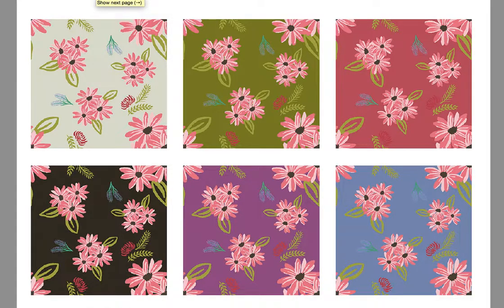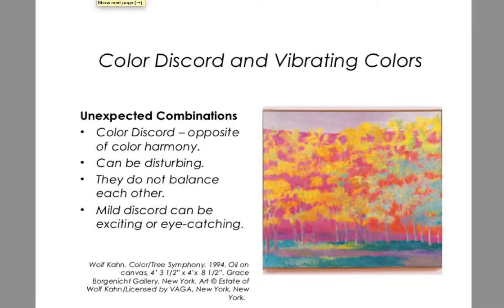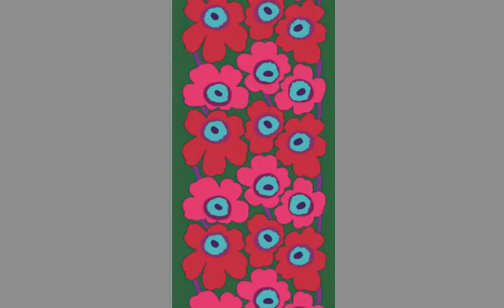Again, another thing to think about is color discord and vibrating colors. This is not necessarily a bad thing. Discord can be exciting or eye-catching, but it usually means the colors are competing with each other. They're not in balance. A lot of times it happens when you're working with complements. So this is a great example. Again, Marimekko, working with color vibration and color discord on purpose.